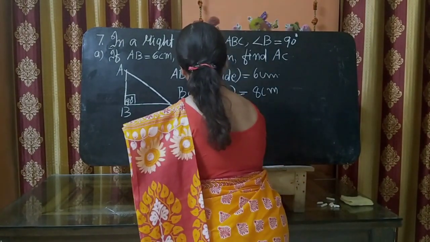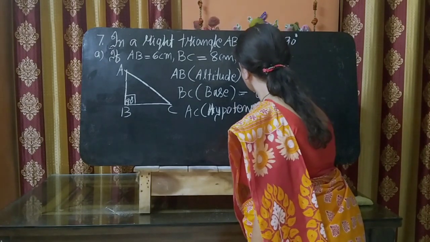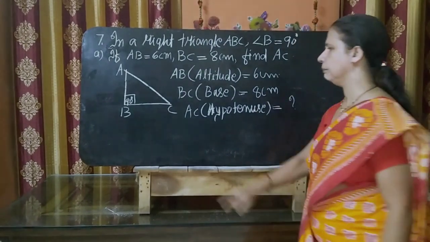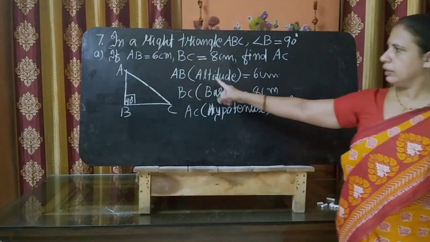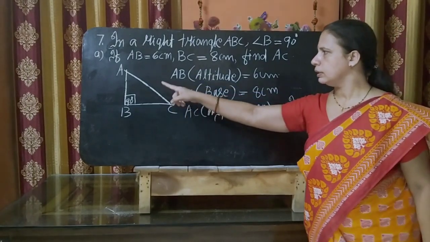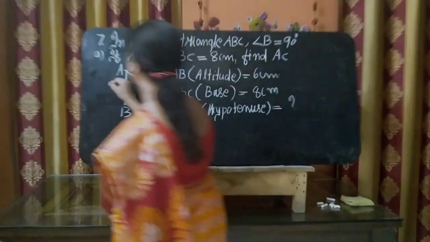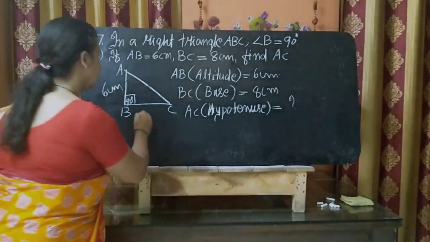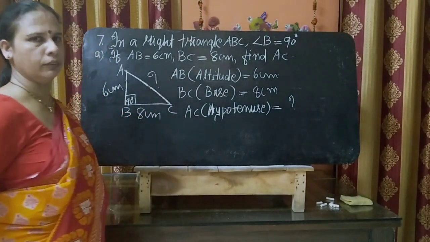We have to find out the hypotenuse AC. Once more, AB is the altitude, this side. Altitude given is 6 centimeters. Then base given is 8 centimeters. Next, this side we have to find out.